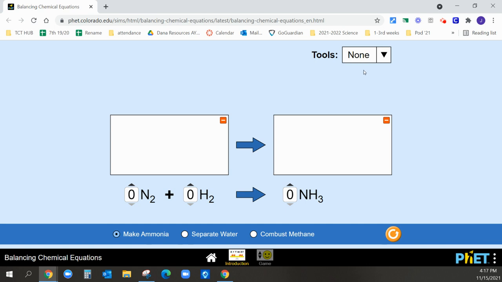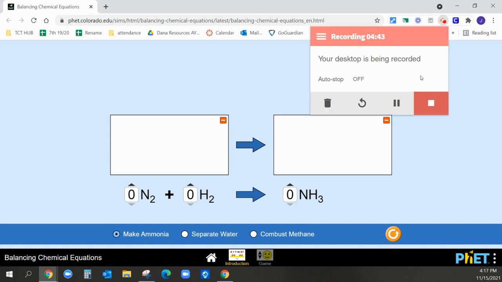Now you can start with no tools, and it's going to automatically bring you back to ammonia, since by default that's the beginning of this program. But again, I wanted you to start off with water, and you'll see it nice and clear because you've refreshed the entire program. Thanks so much for watching, and enjoy balancing chemical equations.